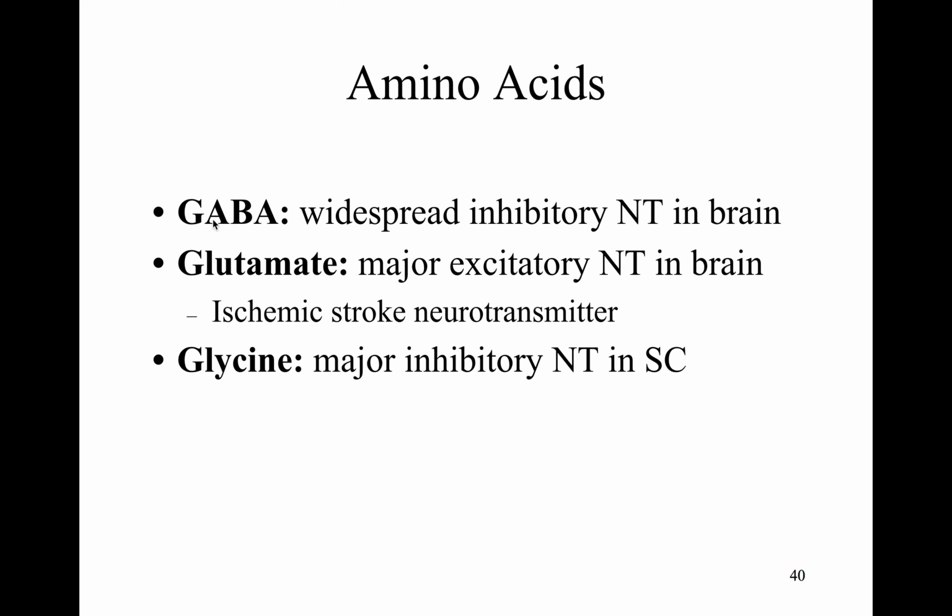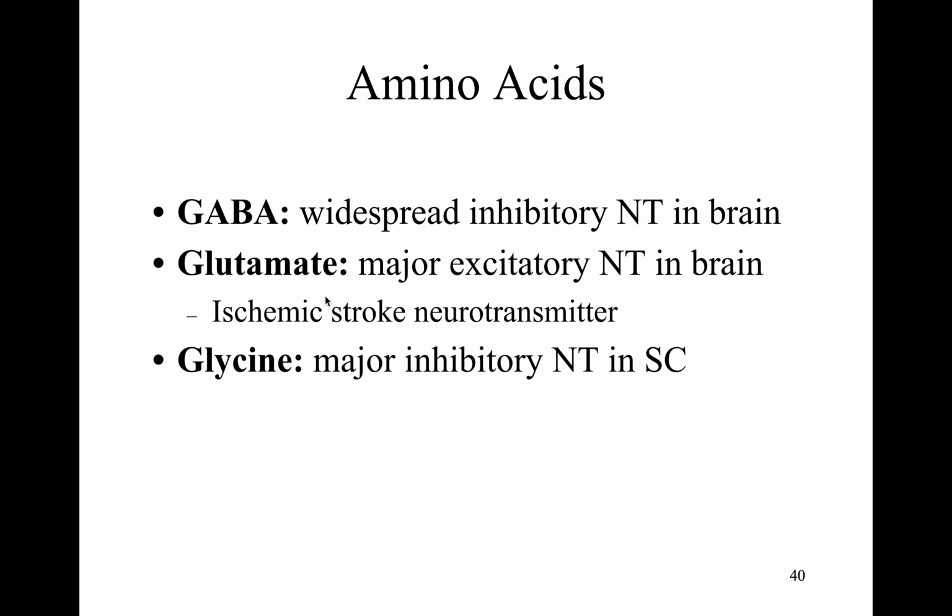GABA is a widespread inhibitory neurotransmitter in the brain. Glutamate is one of our major excitatory neurotransmitters in the brain. And glycine is a major inhibitory neurotransmitter in the spinal cord. So amino acids are some of our major neurotransmitters in the central nervous system. When we get to the brain and the spinal cord, we're going to see that amino acids play a major role in regulating those neural pathways.